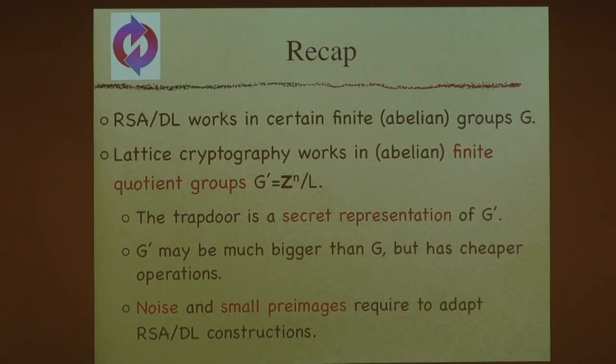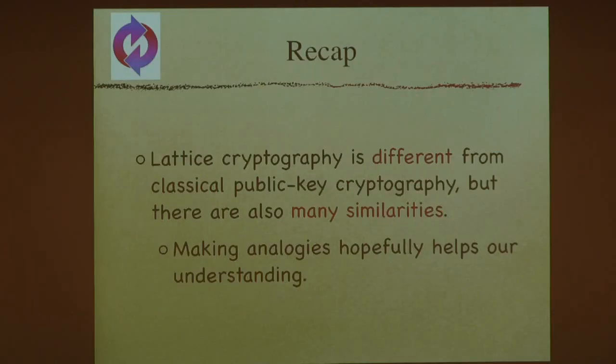If we make this analogy, we also realize that there's a lot of noise in this lattice construction. We also have this notion of small preimages, and they're required to adapt the construction, in particular the security proof. But there is really an analogy. So I would say that lattice cryptography is different from classical public key cryptography, but there are also many similarities, and it's good to be aware of them. I think that making analogies will hopefully help our understanding.